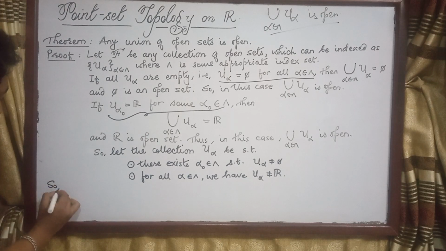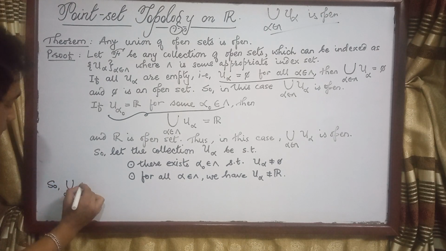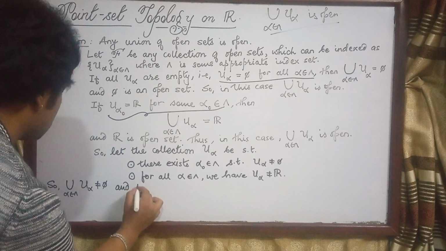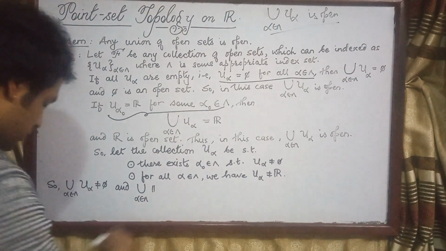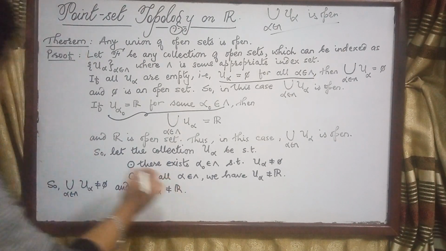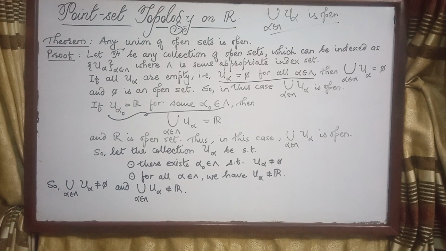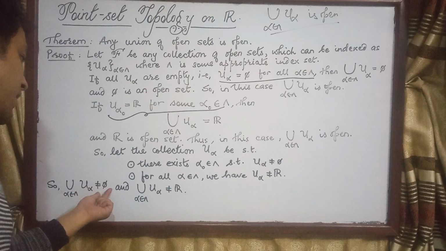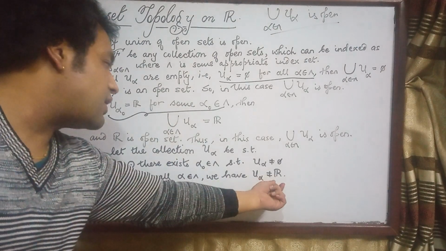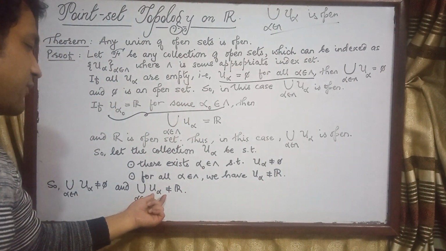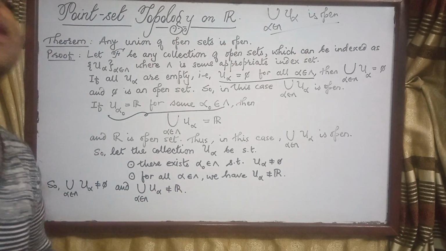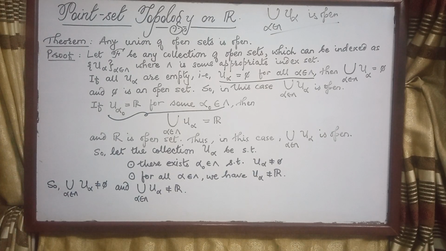So we cannot have this to be empty. Because basically, since one of the sets is non-empty, the union cannot be empty, and since none of the sets are R, they must be proper subsets of R. So this is a proper subset of R, which means this set is not equal to R. That's what it basically means.